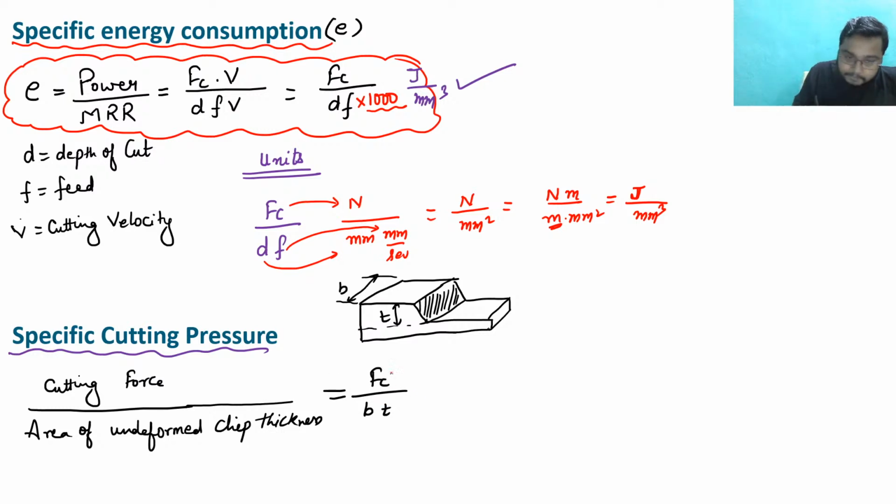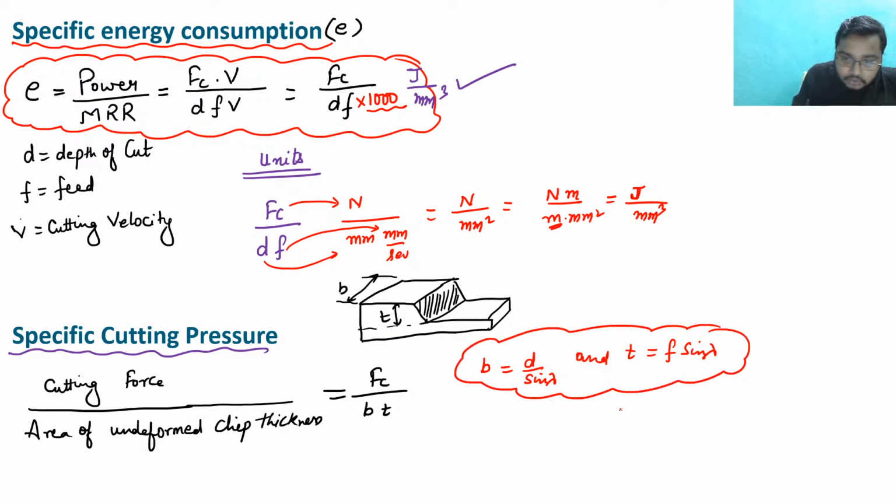Now see, in the earlier class I have told you what B is. B can be written as d by sine lambda, and T can be written as f sine lambda, right? These are the two relations that I have told you earlier, where lambda is the approach angle.